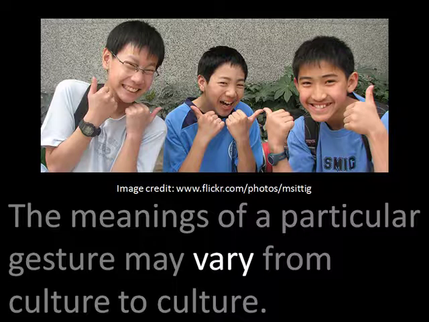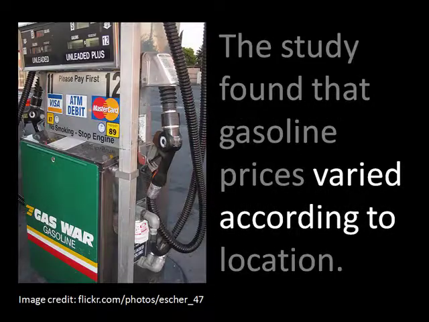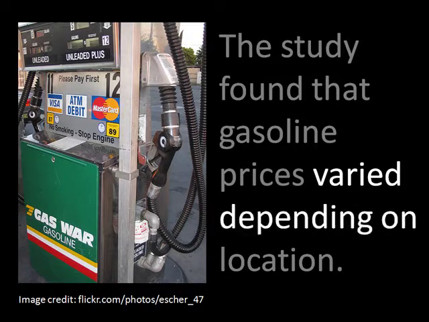That brings up another usage point, Bek. We also use vary with the phrases depending on and according to. For example, the study found that gasoline prices varied according to location. This would be a different way of saying that gas prices varied from place to place. We could also express the same idea like this. The study found that gasoline prices varied depending on location. Right. Vary depending on something and vary according to something.